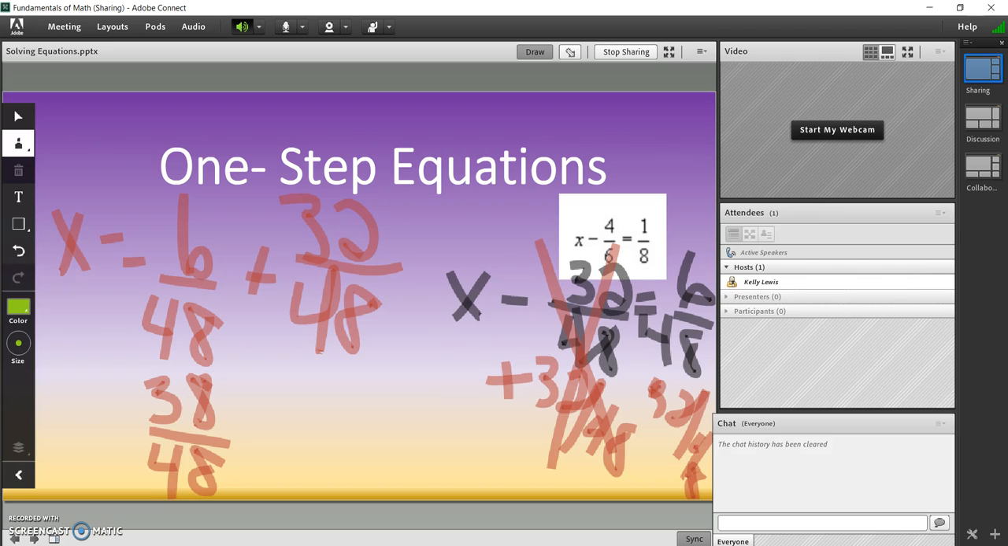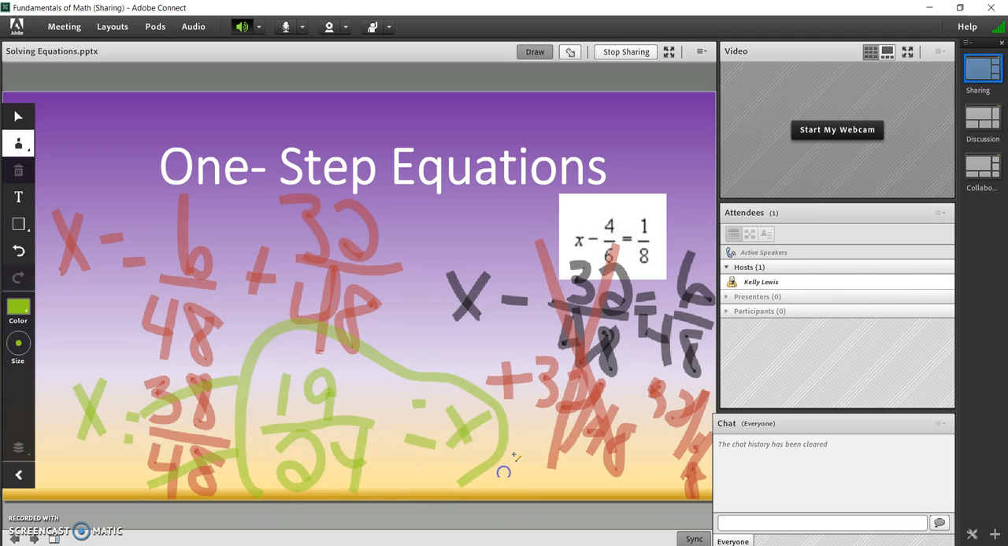38 divided by 2 is 19. 48 divided by 2 is 24. So x equals 19 over 24. And I'm going to check it with my calculator.